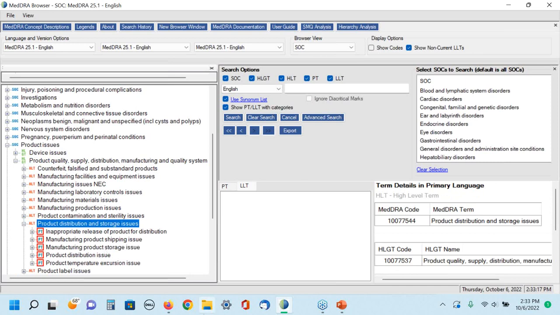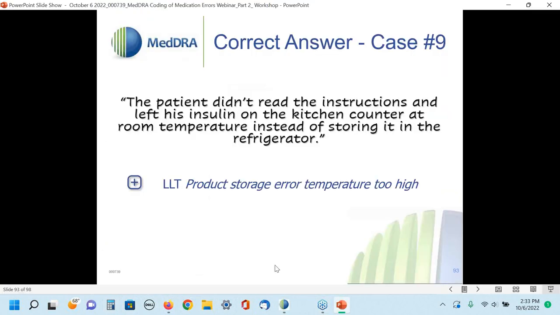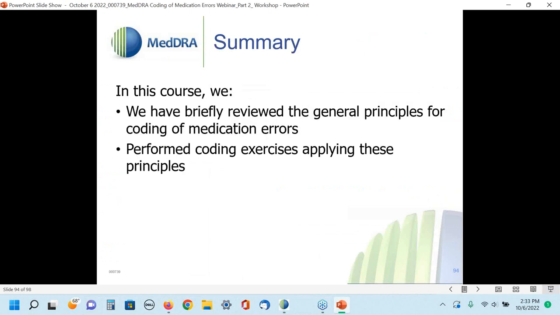So that's an important distinction and a reason that we show that last one. Product storage error, temperature too high. So what did we do?